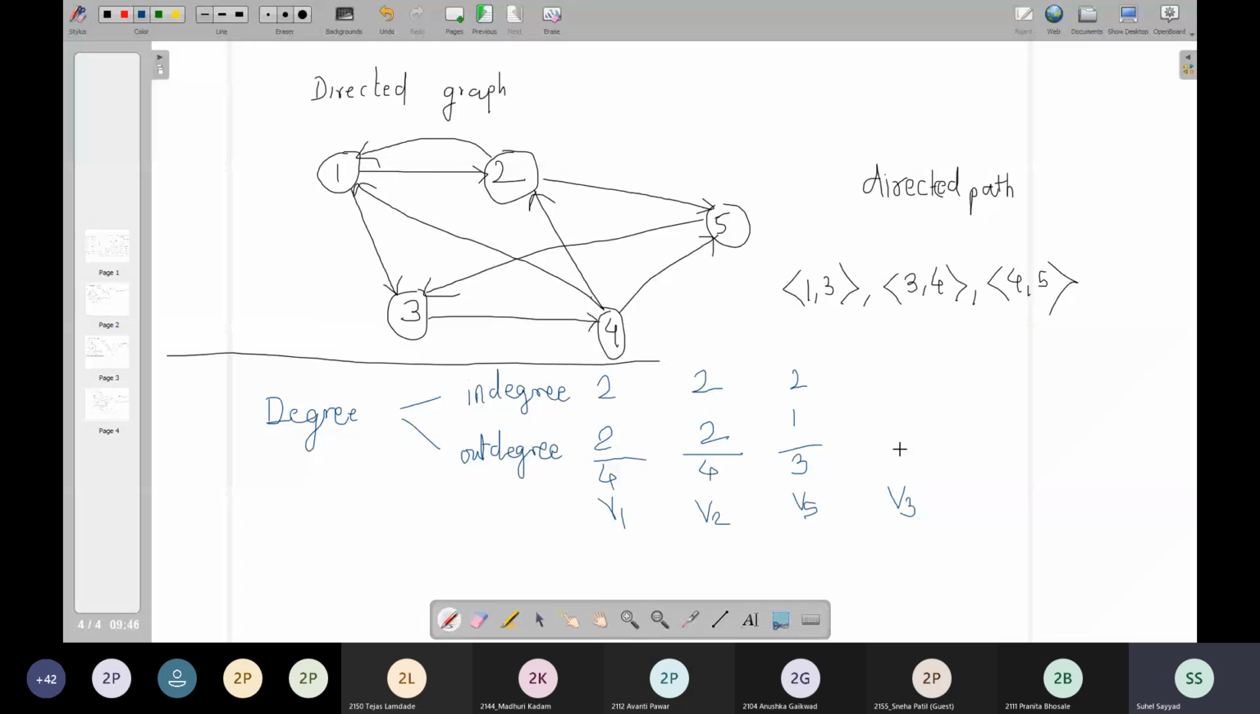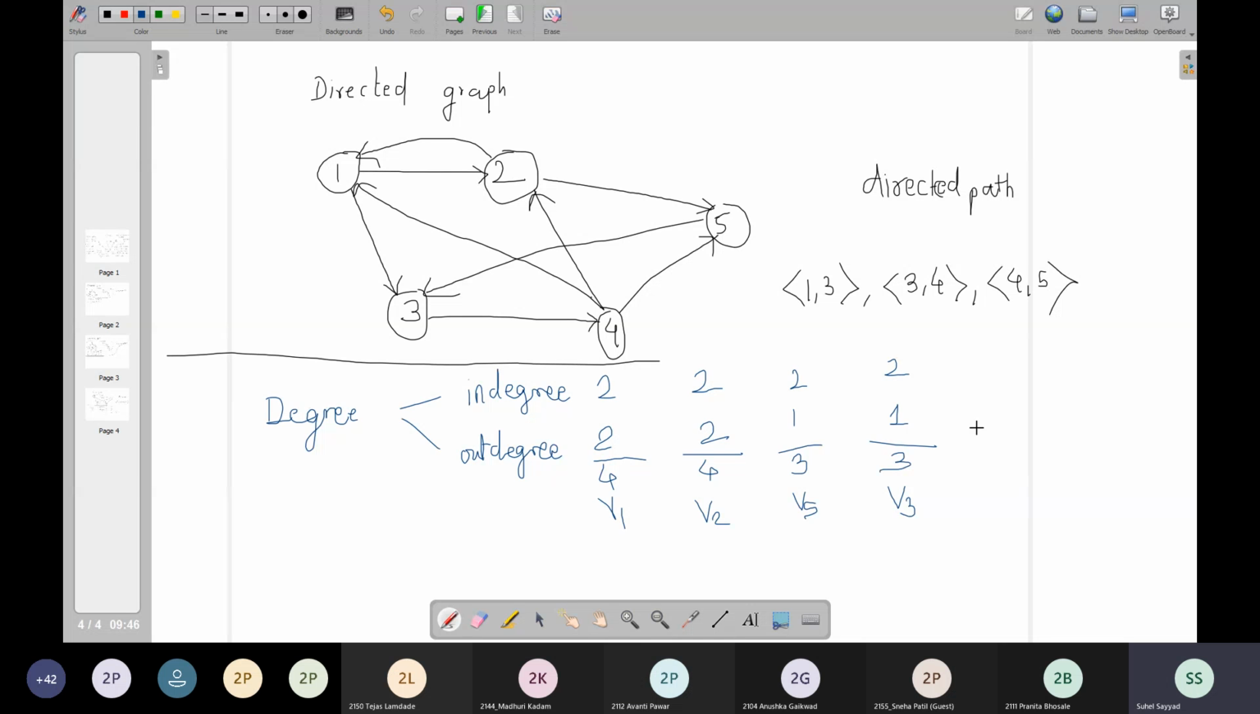If I take one more example, suppose V3 is my next vertex. Do we have roll number 12? Yes, sir. What is in degree for vertex V3? 2. It is 2, correct. What is out degree? 1. So what will be total degree for vertex V3? It will be 2 plus 1, that is 3.